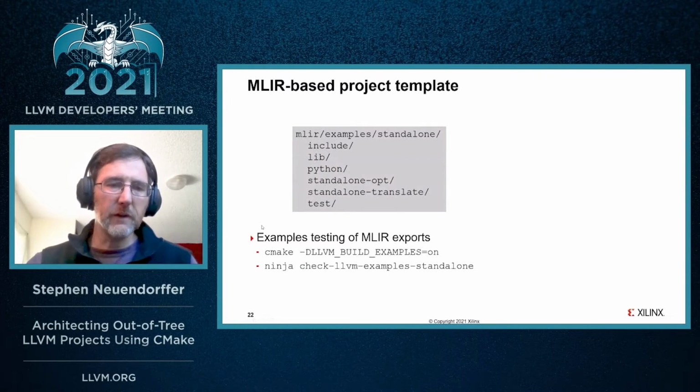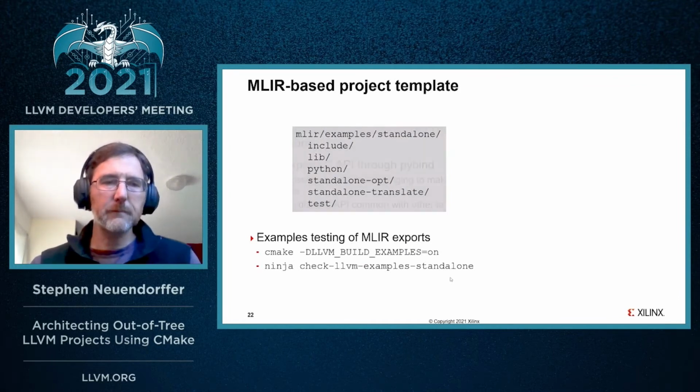This project is also very useful in tree because it allows us to test the export of information from our MLIR build into another build. So if you enable LLVM_BUILD_EXAMPLES, then you can run this rule, check-mlir-example-standalone, in order to build the standalone example in your MLIR build.